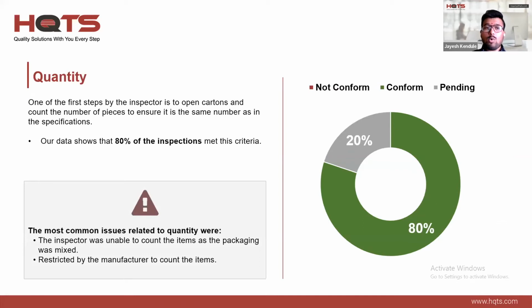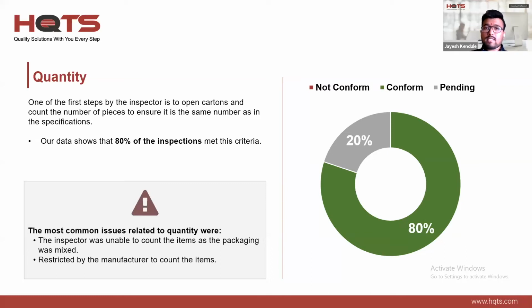Let's go one by one through the defects we have faced, parameter by parameter. First is quantity. One of the first steps for the inspector is to open the cartons. When our inspector visits the supplier's facility, we open the complete carton and count piece by piece, to ensure that the number mentioned by the customer in the order form is the same number available in the carton. Our data shows that 80% of inspections met this criterion. The 20% that failed or were not confirmed is because sometimes the inspector was unable to count the items as the packaging was mixed, since the supplier end does not always handle, store, and provide information in a systematic way.